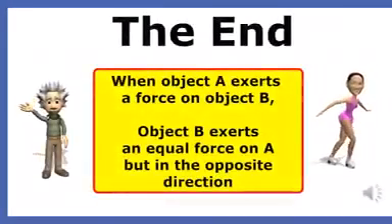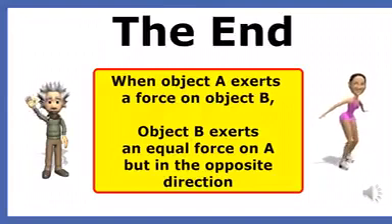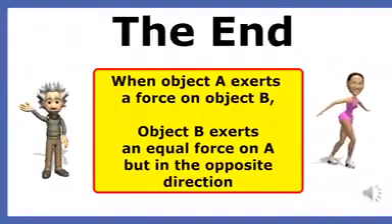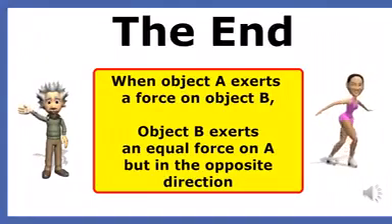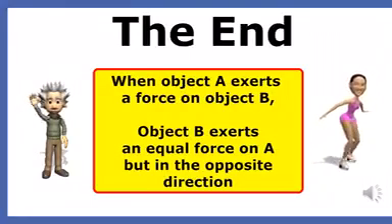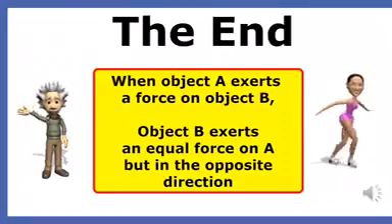In this presentation, you've learned that forces come in pairs, and that when object A exerts a force on object B, object B exerts an equal force on object A, but in the opposite direction. This is the end of my presentation on Newton's third law.